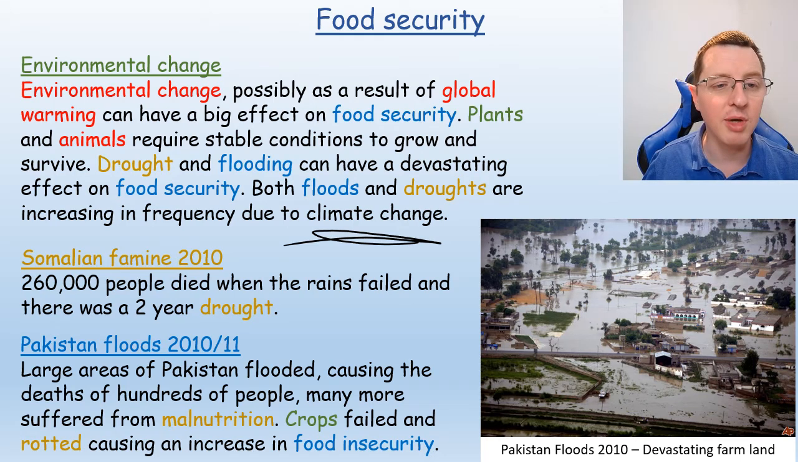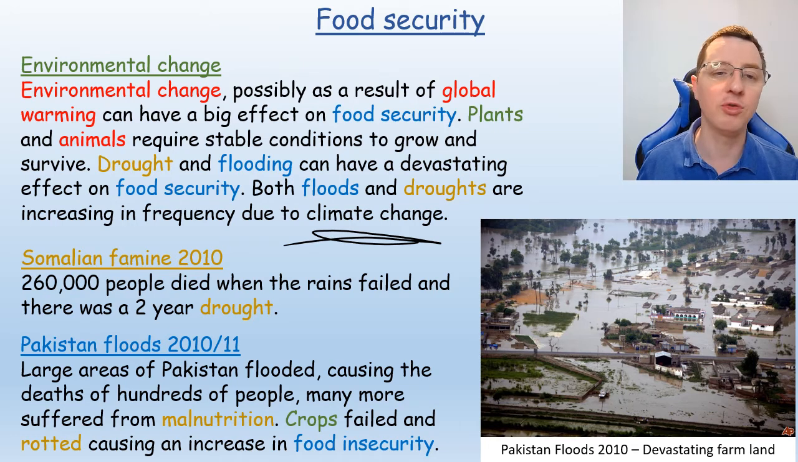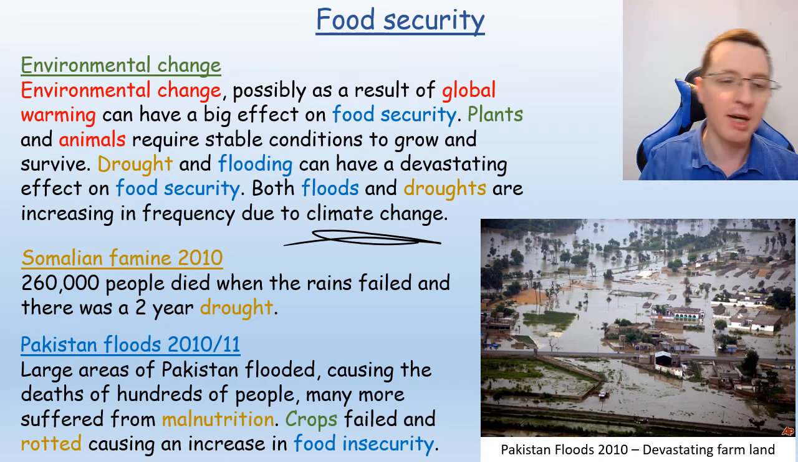As we've already seen, we have the example of a Somalian famine in 2010, where 260,000 people died when the rains failed and there was a 2-year drought, a lack of food security causing famine and death. In Pakistan, in their floods in 2010 and 11, large areas were flooded, causing the deaths of hundreds of people, many more suffering from malnutrition because the crops failed and rotted, causing an increase in food insecurity.